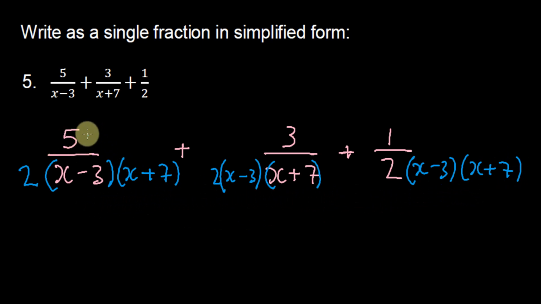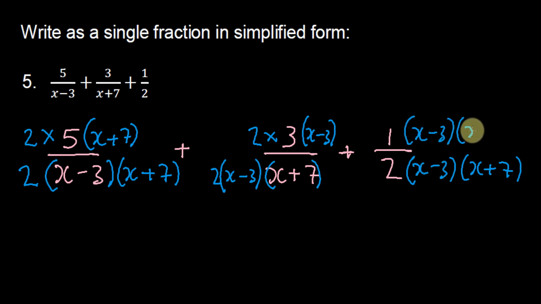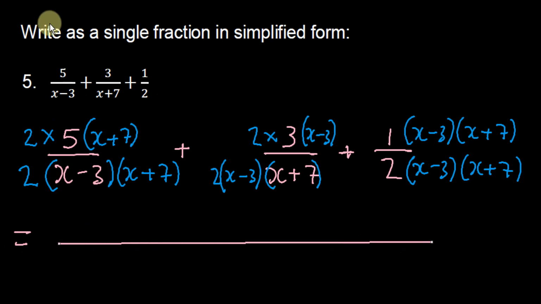Of course, we also multiply the numerators. So the 5 here by 2 and by x plus 7. The 3 here by 2 and by x minus 3. The 1 here by x minus 3 and by x plus 7. Since the denominators are all the same, we can write it all over one denominator. So all over 2 into x minus 3 and x plus 7.